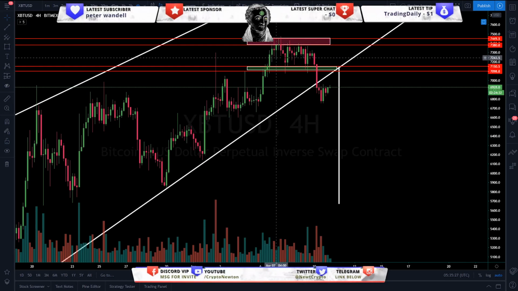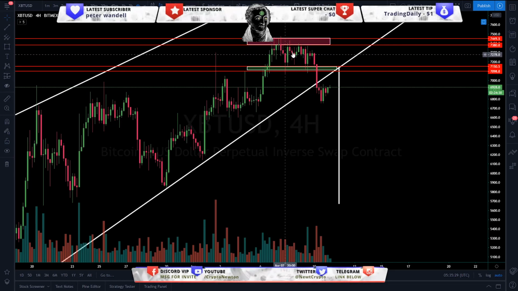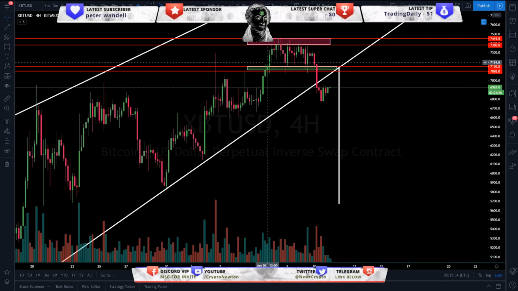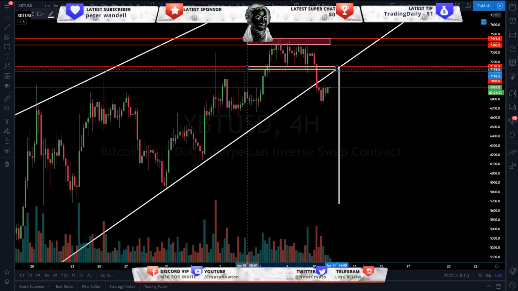Now obviously I wouldn't trade a very small range. I would, but I would be very careful trading these small ranges because they don't last for too long and they will have a break to either side. So you would have to manage your risk very closely.